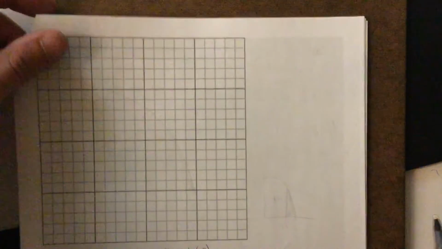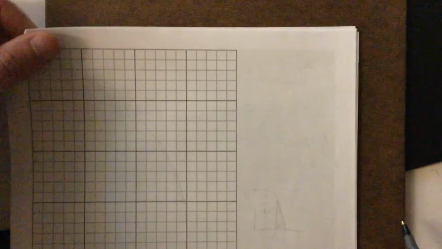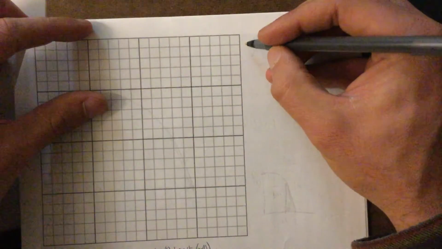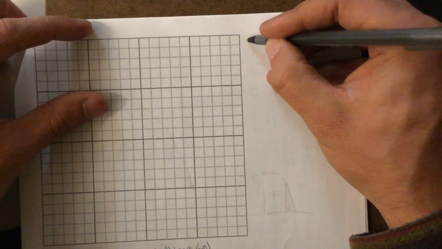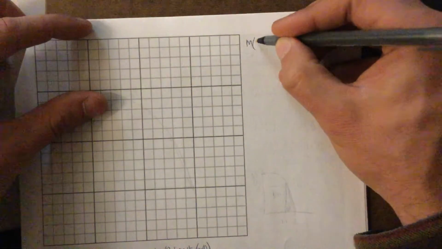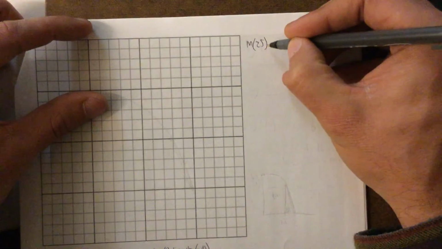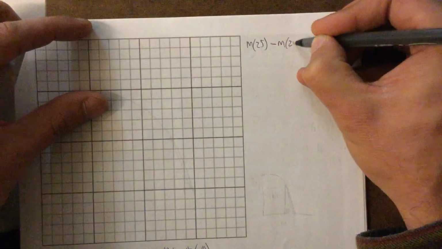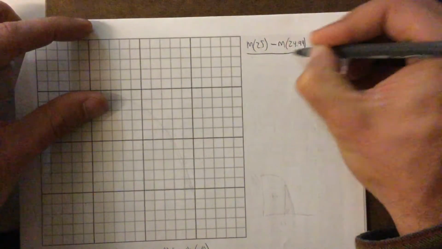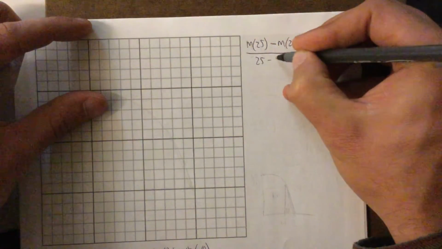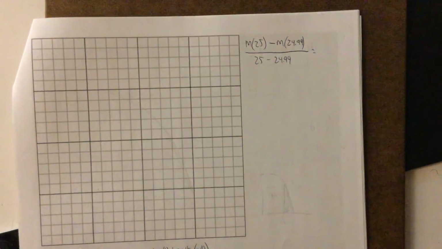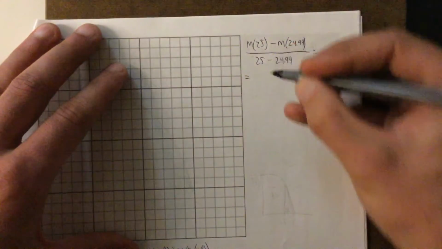So let's find her speed at the middle, at 25 seconds. And then we're going to find the instant before it. So m of 24.99 divided by 25 minus 24.99. Okay. Actually, I might skip a line and have that be underneath right there.